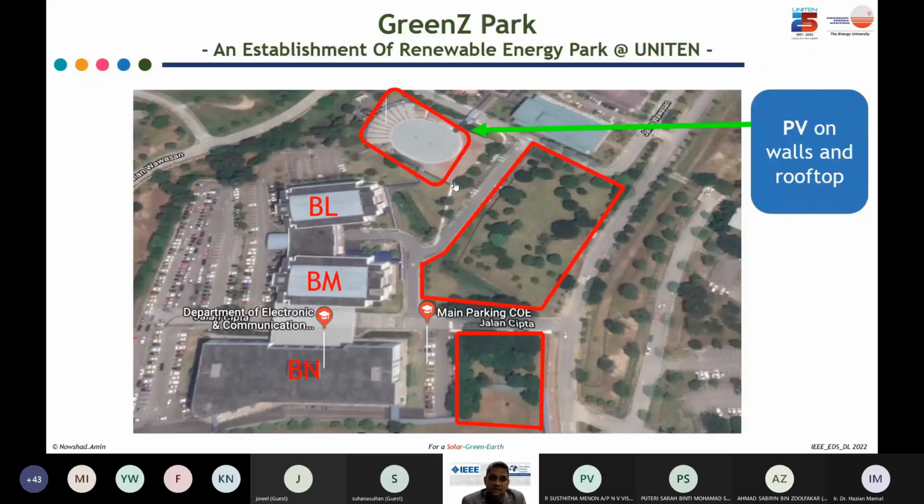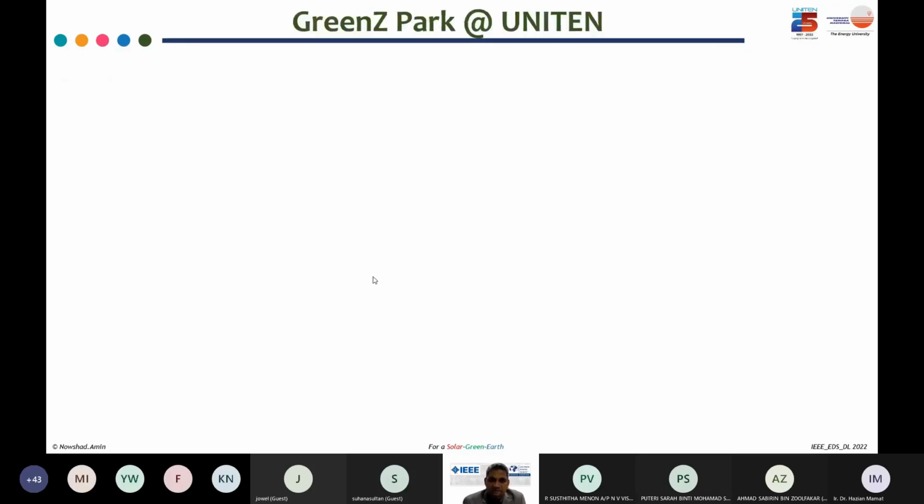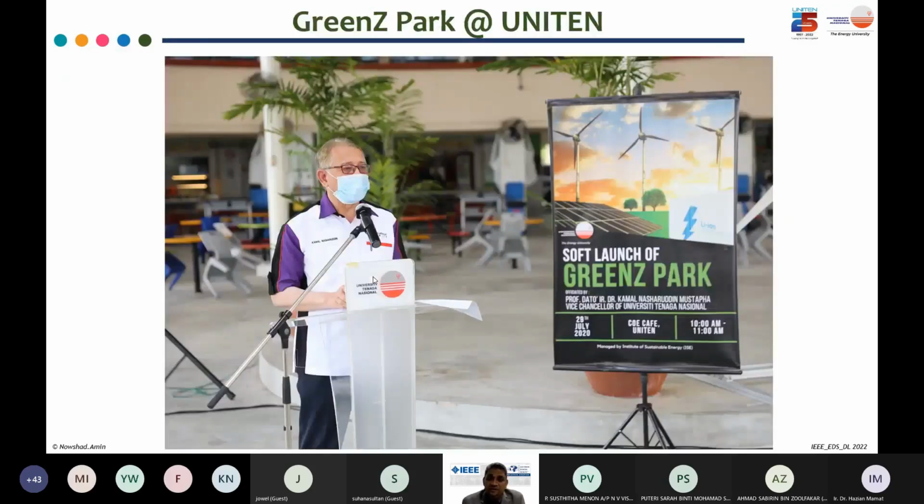This is about our Green Park, which is an establishment for a renewable energy research park, located outside the lab that you can see here. The BL is the one where our thin film research lab is located. Just in front of that, we have a small piece of land, which also includes the rooftop of this cafeteria and a small land here, where our different kinds of renewable energy related installations will be there in the near future.